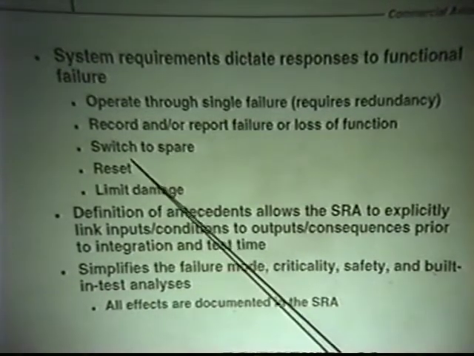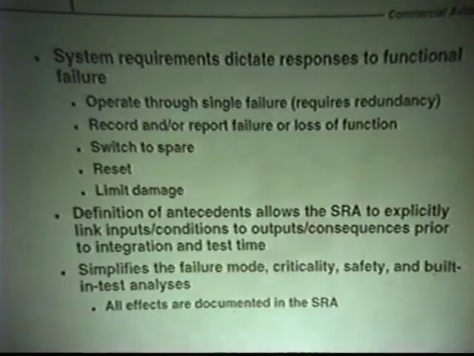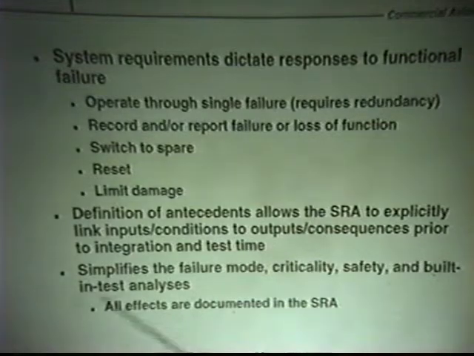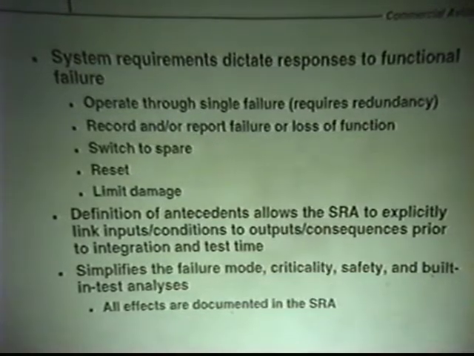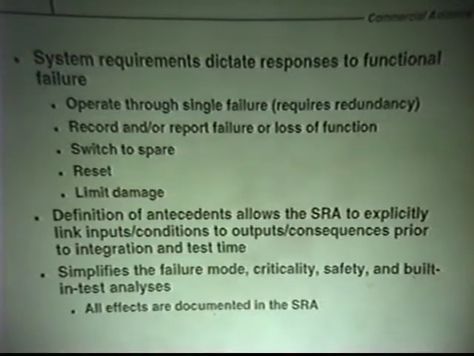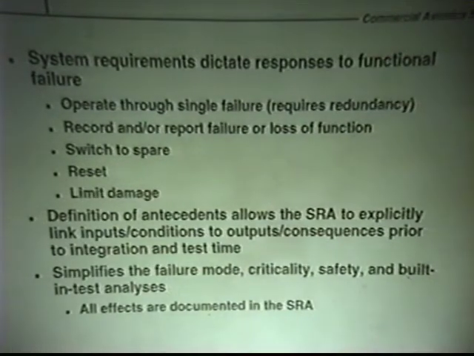You may have a requirement to reset. I don't like the situation, go back and start over. We often do that when we get in conditions we don't understand very well, or simply a requirement to limit damage. And I've used all of these. It depends on the top-level system requirements, whether you have operate through or built-in test reporting requirements, etc.